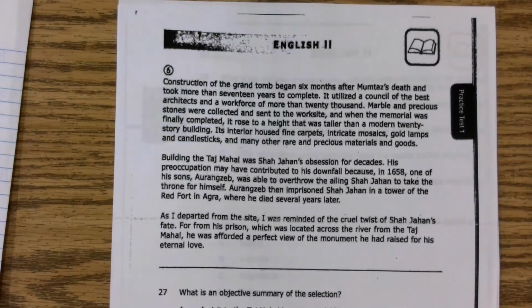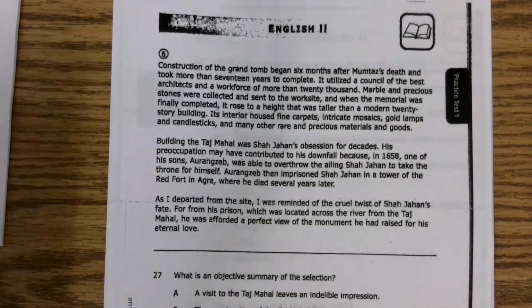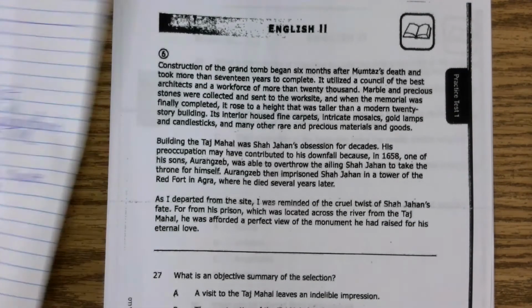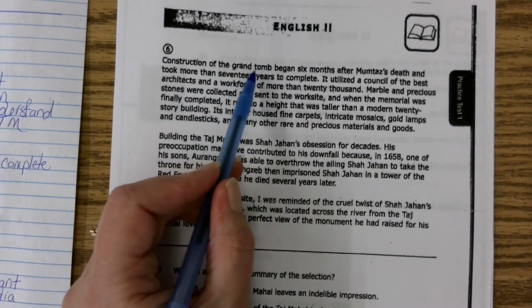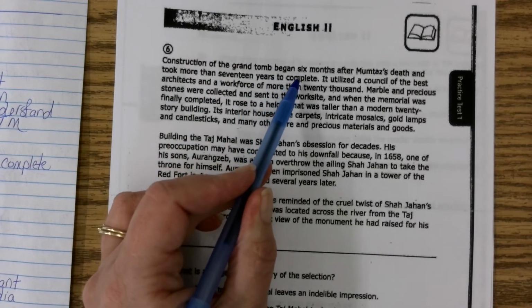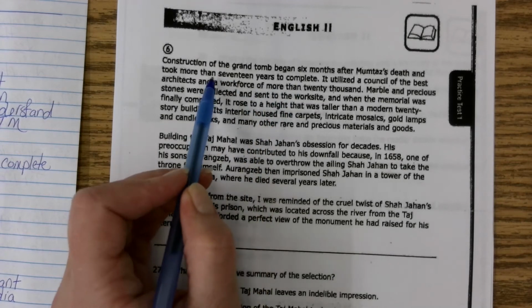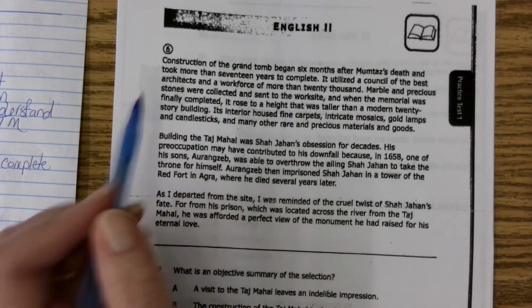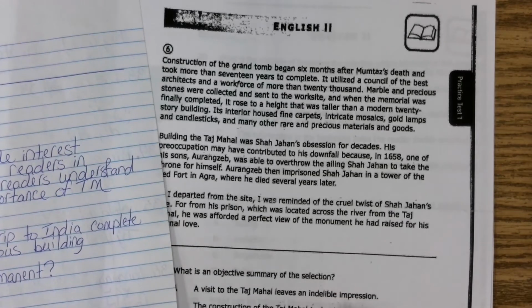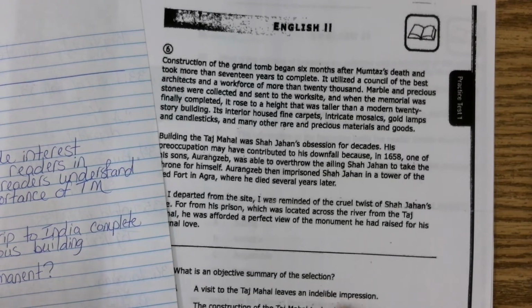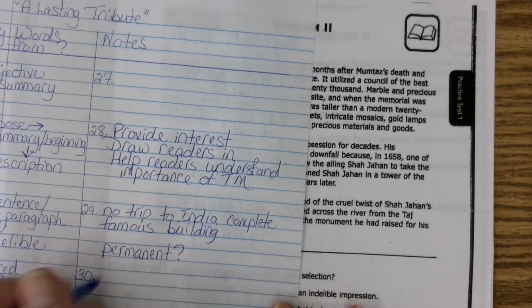Now notice paragraph 6 is marked. You need to pay attention. That's for question 30. Construction of the Grand Tomb began 6 months after Mumtaz's death and took more than 17 years to complete. It utilized a council of the best architects and had a workforce of more than 20,000. Well, now we're starting to give some data. So I'm going to start writing these notes down.